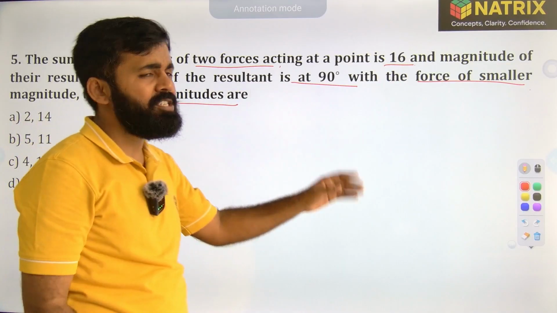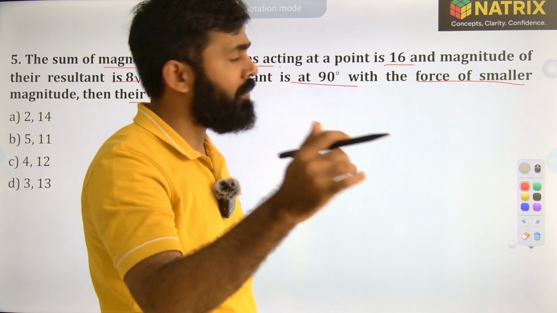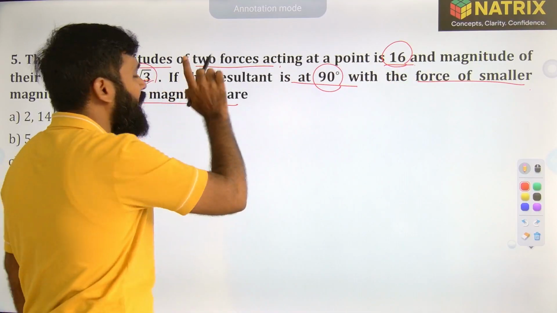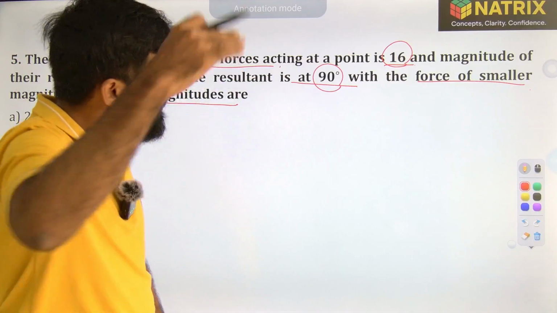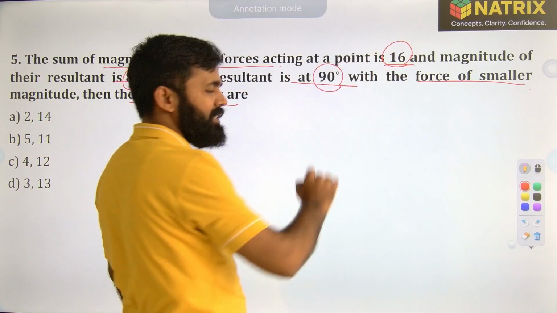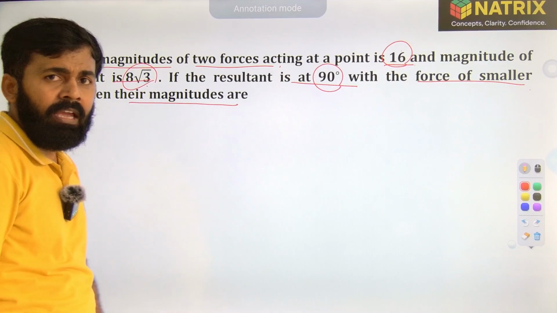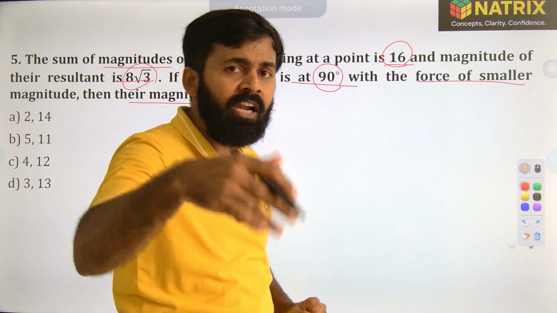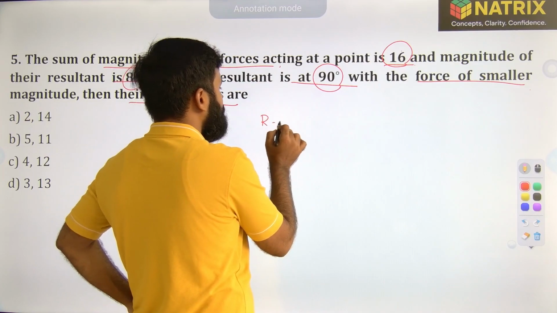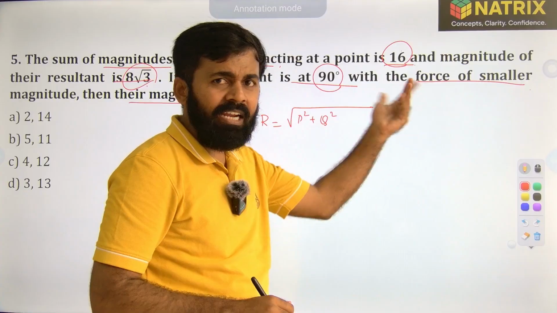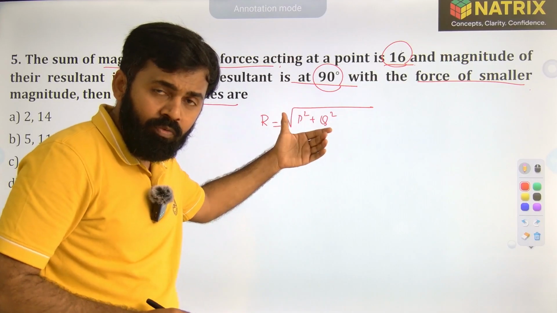Generally, when we look at the question, what will we be doing? We will be focusing on the values, numericals, not on the terminologies. Sum is 16, resultant magnitude is 8 root 3, angle is 90. You will think that theta is 90 and you will apply R is equal to root of P square plus Q square, because theta is 90, cos 90 is 0. That's how we will do, right?